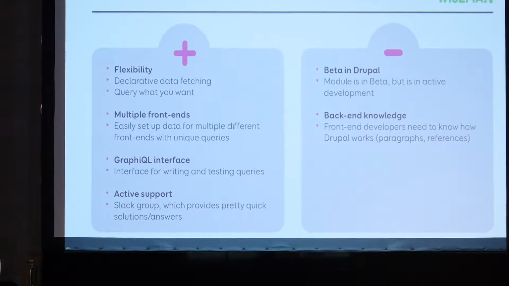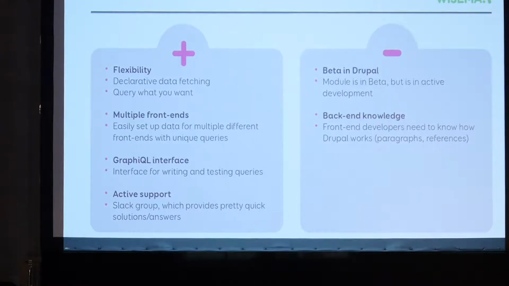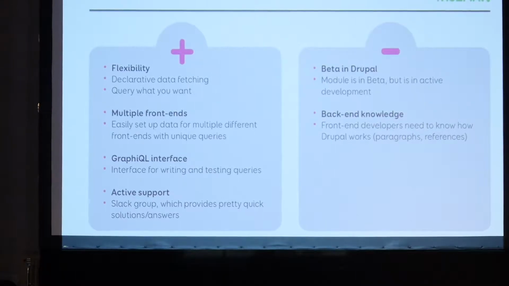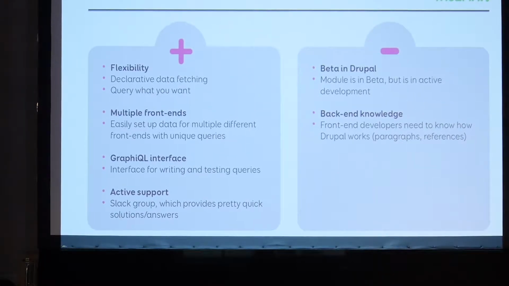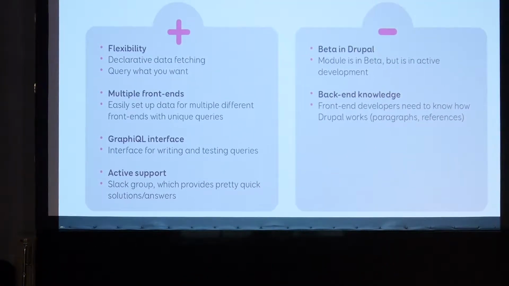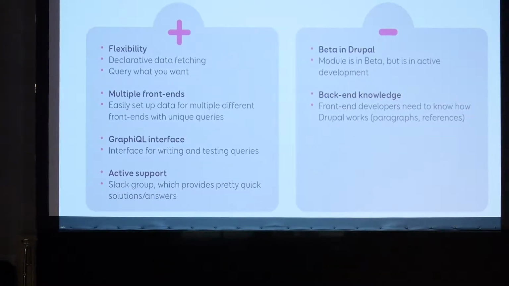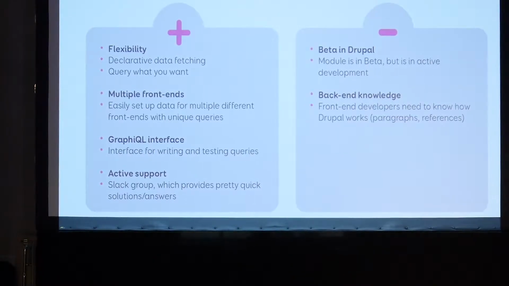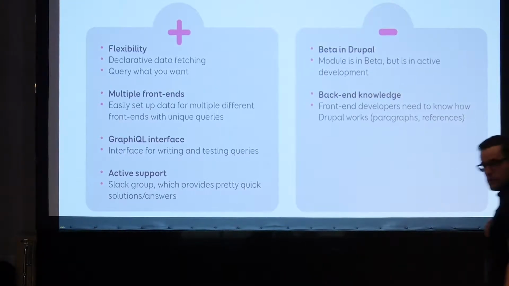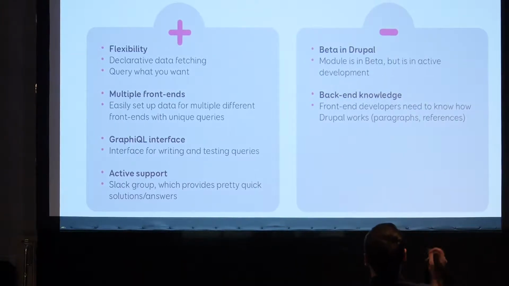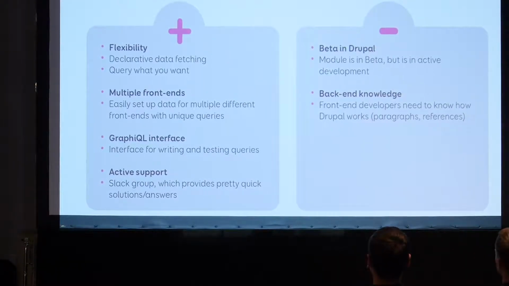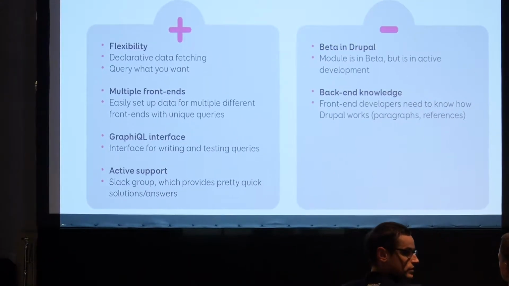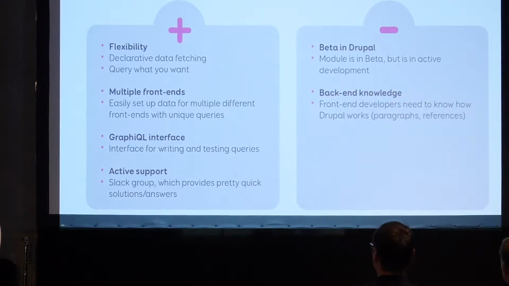In my opinion, the best thing about GraphQL is the flexibility, which means that you can choose what data you want to fetch. So you don't always have to get all the data from the content you are querying, which is a really good thing if you would like to manage the data you get. And GraphQL is also good for multiple front ends on the same backend.